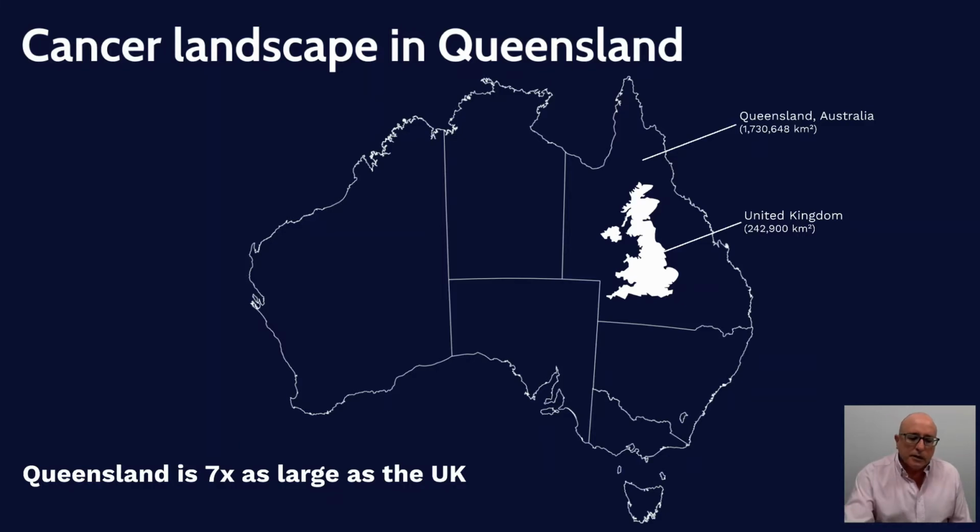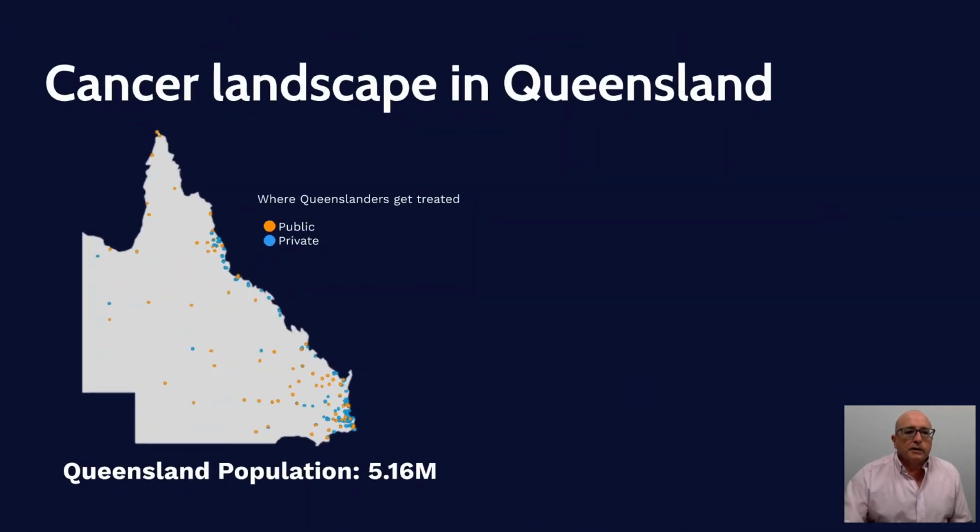It's geographically diverse, and the population is spread throughout the state. Half the population, in fact, in Queensland lives outside of the major metropolitan area, and this is different from the other states. The access to oncological care is both public and private, and it's around about 50-50 for each.